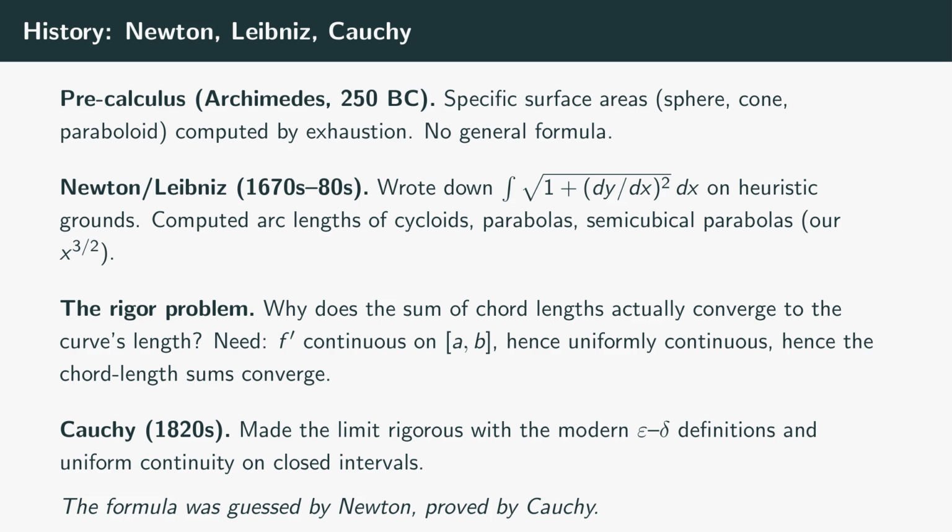Cauchy in the 1820s finally made this rigorous with the modern epsilon-delta machinery and the theorem that continuous functions on compact intervals are uniformly continuous. So the arc-length formula was guessed by Newton, used by everyone, and proved by Cauchy, a 150-year gap between intuition and rigor. Calculus has many such gaps. The formulas work, the proofs that they work are harder than they look.